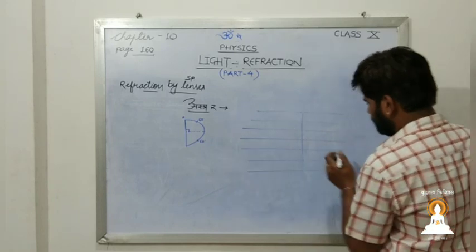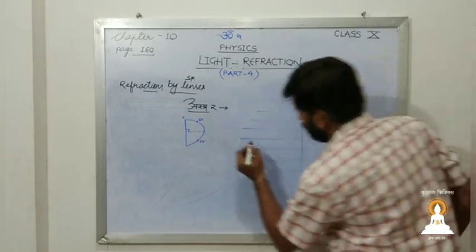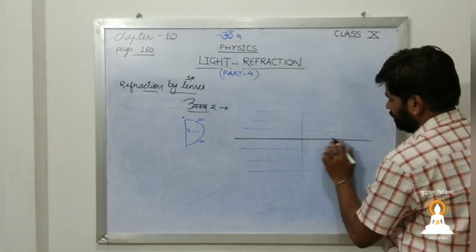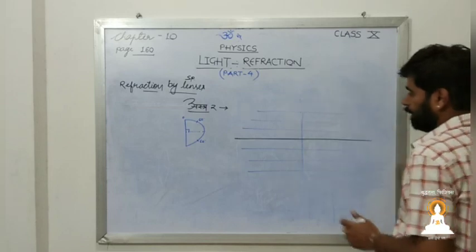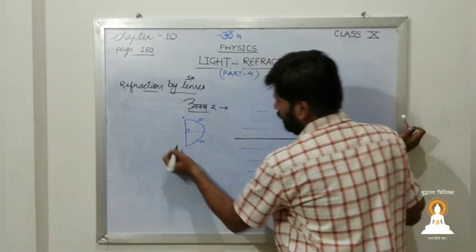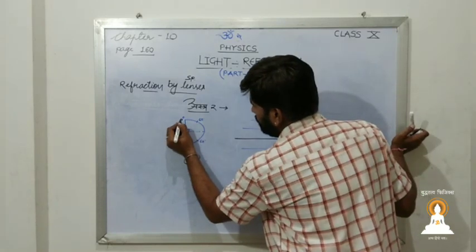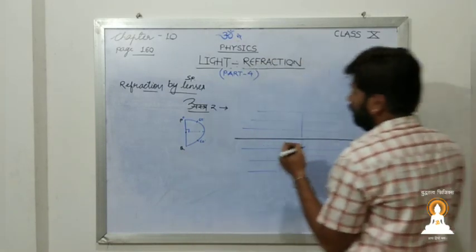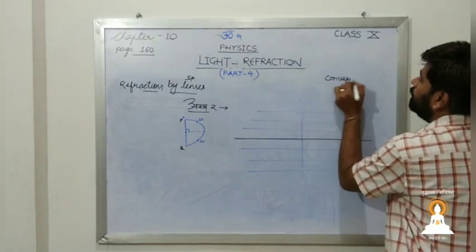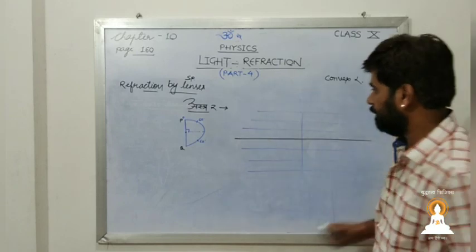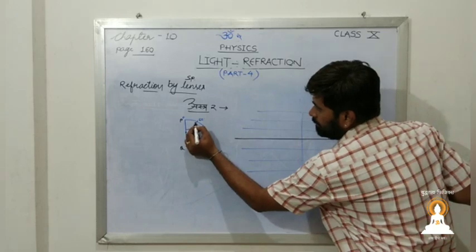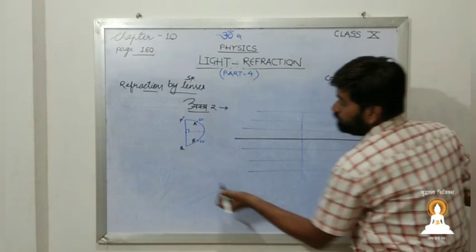Now this is, say, the principal axis, so let me draw this with a black marker. Now what to do? Take this D. Say this is the P and this is the Q. Now we are going to form a convex lens. Take this D and keep these 2 points, that is point A and B, at 60 degree, both at 60 degree.